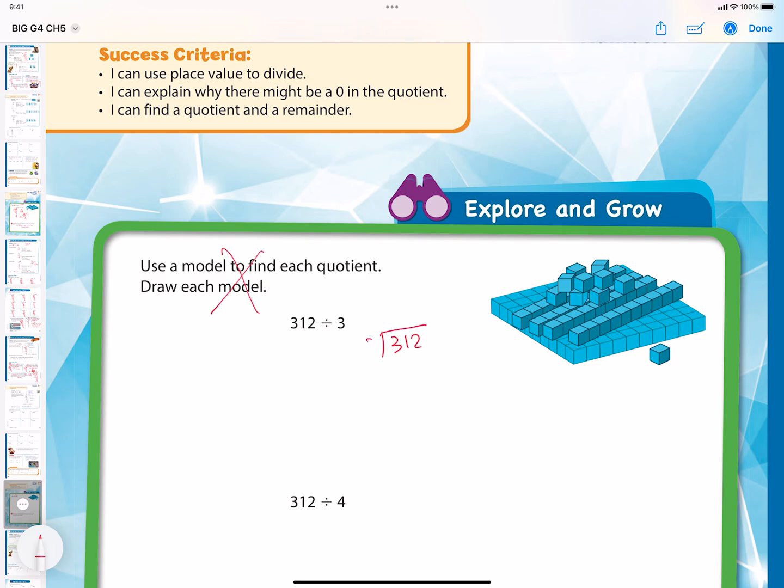312 divided by 3. Remember, M, S, B, R. Write it down anywhere if you want to work with this. If you don't want to get confused, please write it down. M, S, B, R. Multiply, subtract, bring it down, repeat.